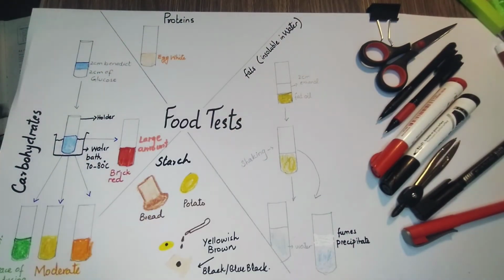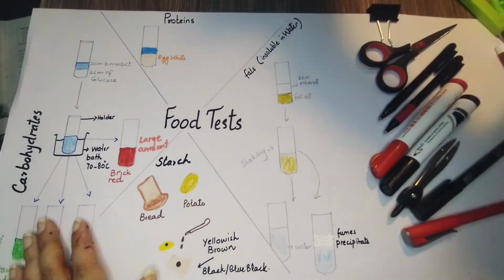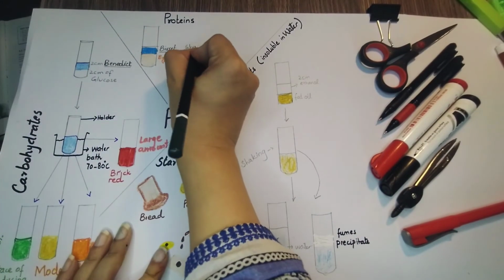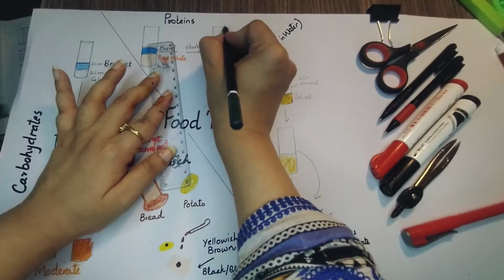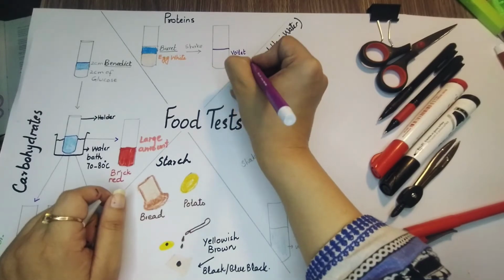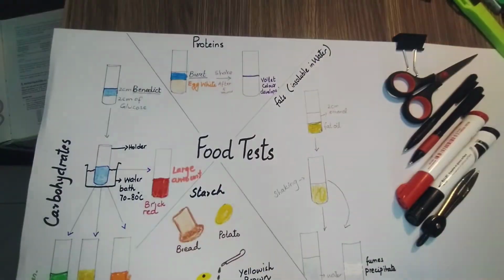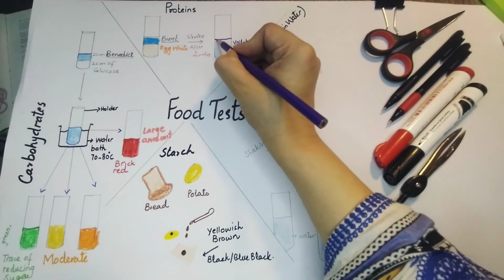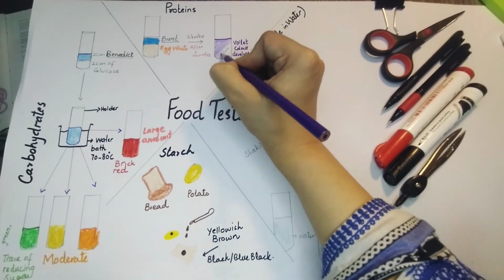The last test is to detect the presence of proteins. Protein is present in egg white, we all know that. So for egg white, we take equal amounts of egg white and biuret solution. It is also of blue color. Do remember that this blue color is going to turn into violet color as soon as it reacts with protein. So the violet color indicates that yes, protein is present in a very high amount.